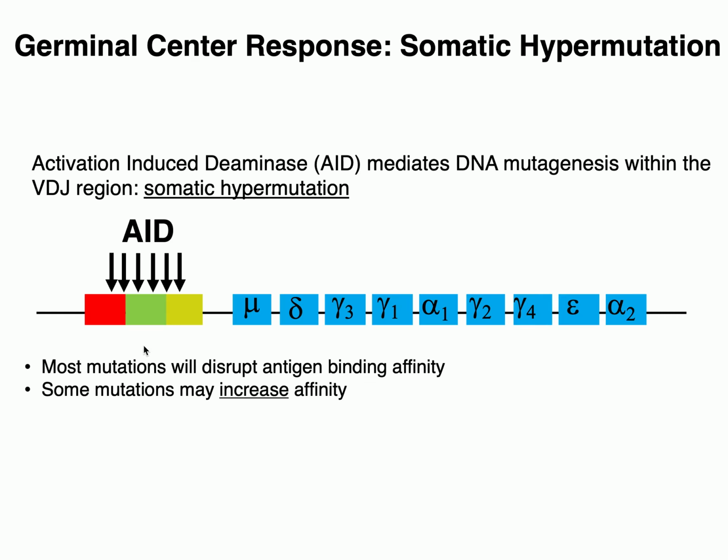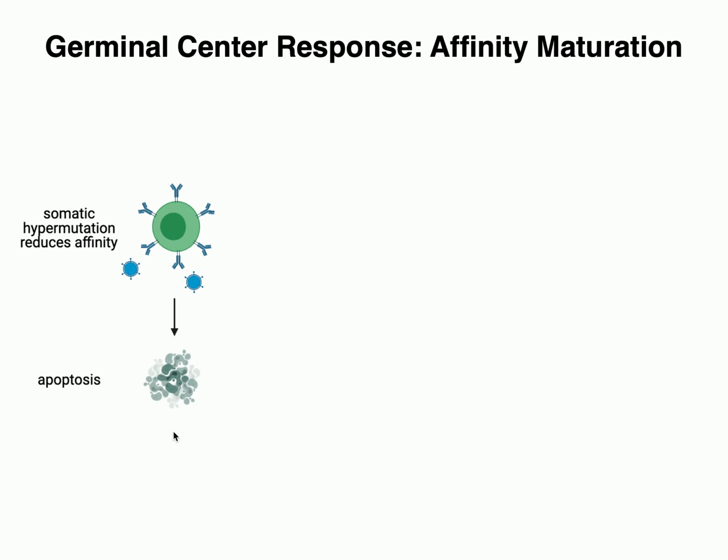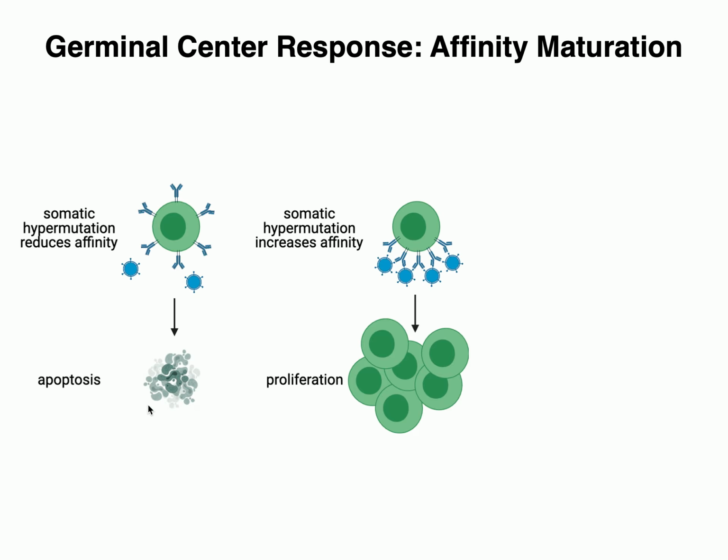Most of these random mutations within this antibody binding region will disrupt the ability of antibodies to bind their antigen, or in other words, it will reduce the affinity of the antibody for its antigen. But some of these mutations may actually increase affinity. For those mutations that reduce affinity, it will decrease the ability of that B cell to compete for antigen and lead to apoptosis of that B cell.